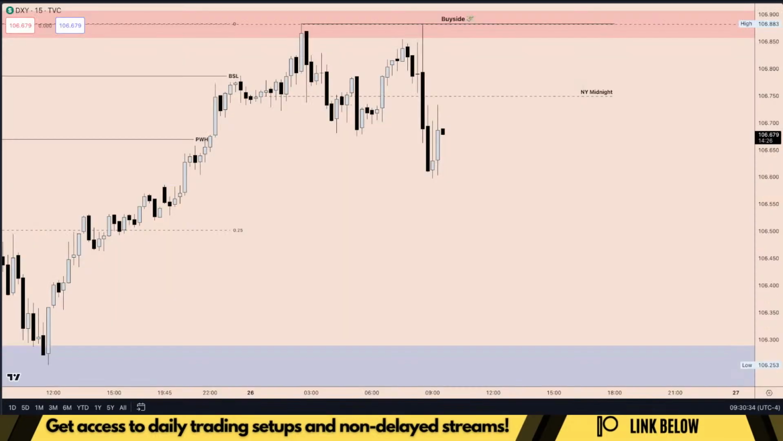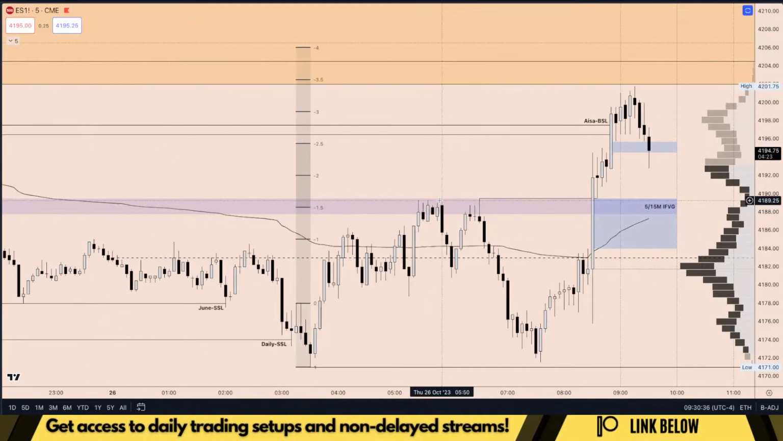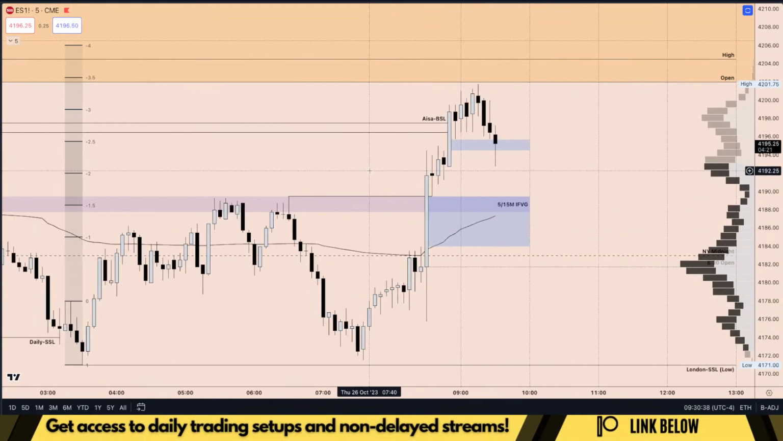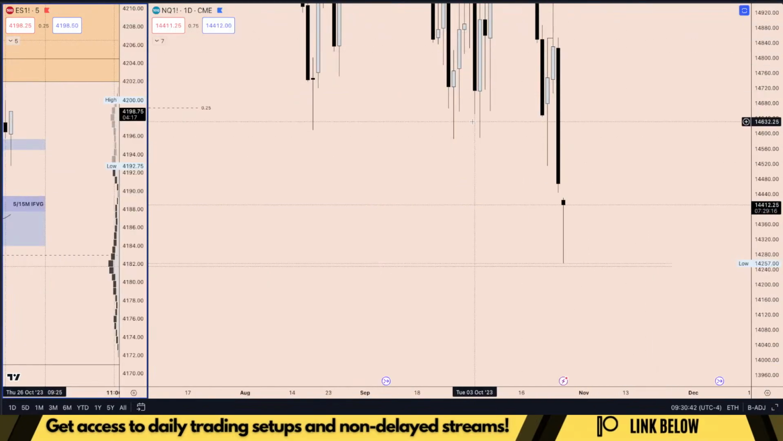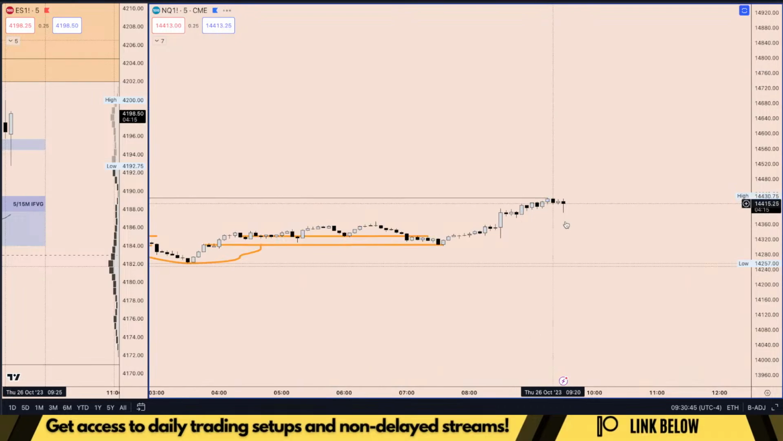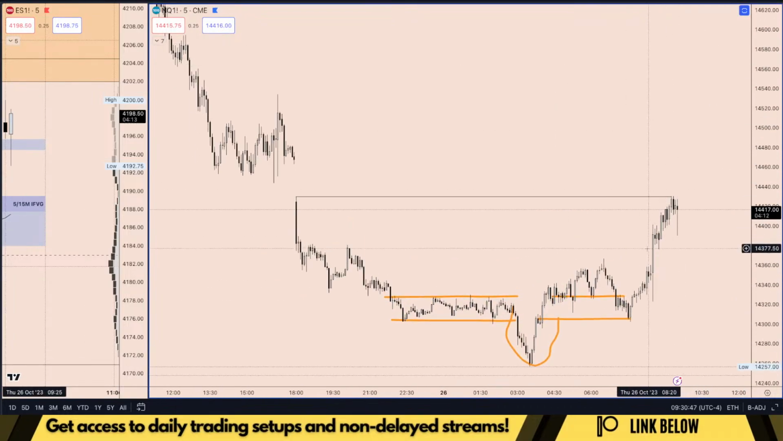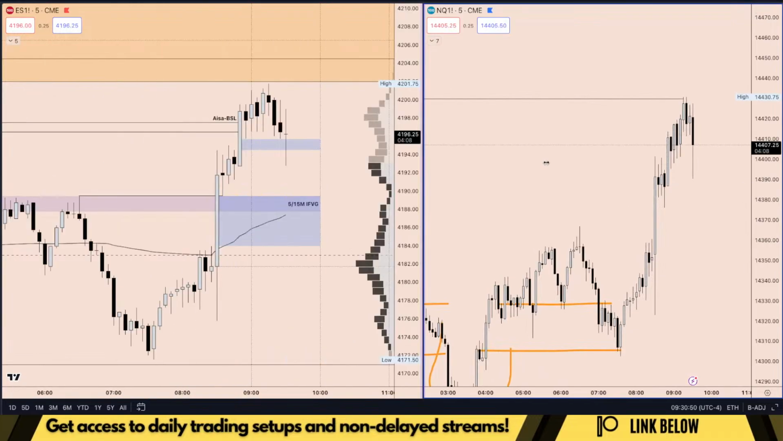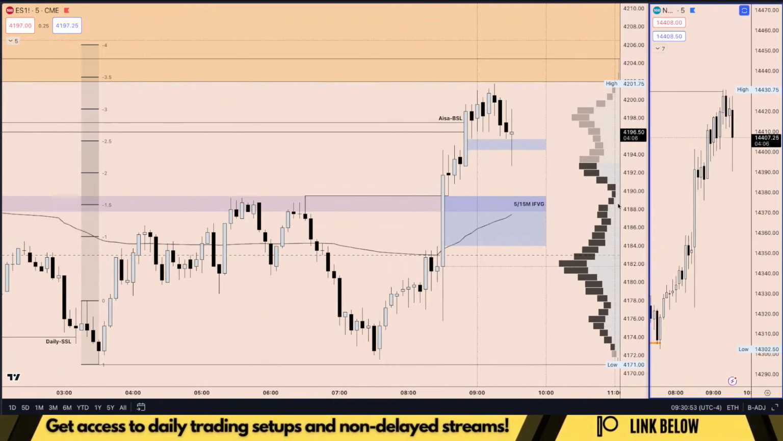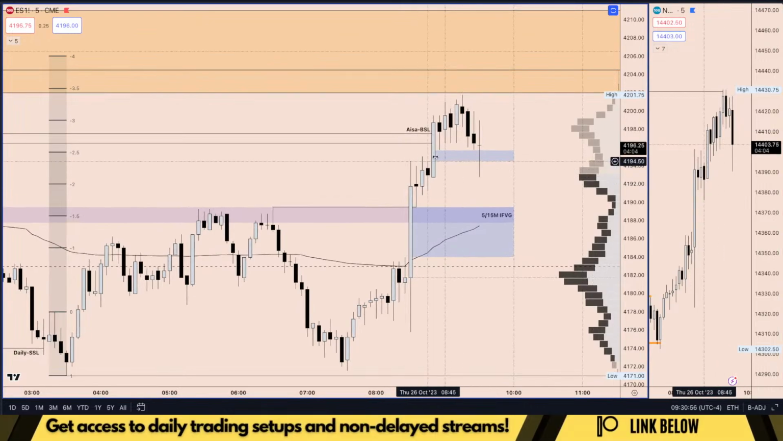So 9:30 opened up. Let's see what we are getting here on ES and NQ. Watch the open on NQ as well. 5-minute time frame. And put them next to each other, but the main focus is going to be ES. We tapped the bullish fair value gap right here.